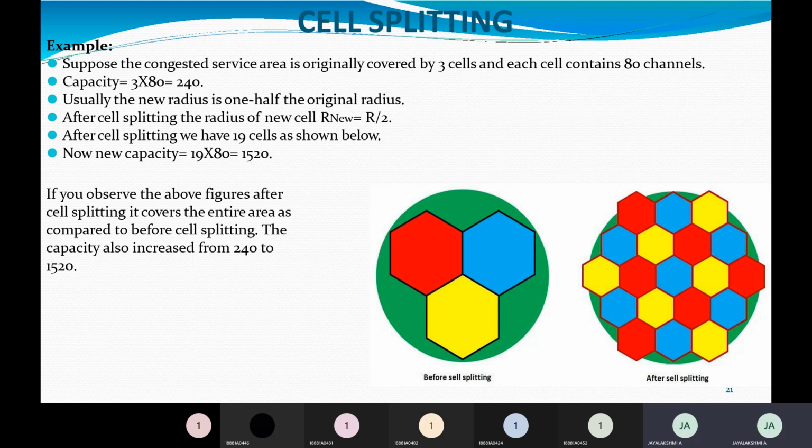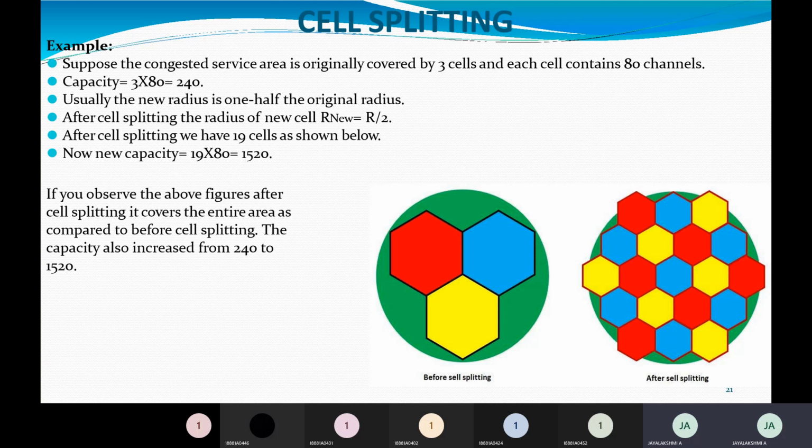In the figure, you can observe that before cell splitting, there is some area that is not covered by the antenna. But after cell splitting, what happened? By seeing the second figure, after cell splitting, it covers the entire area as compared to before cell splitting. And also the channel capacity is increased from 240 to 1520.